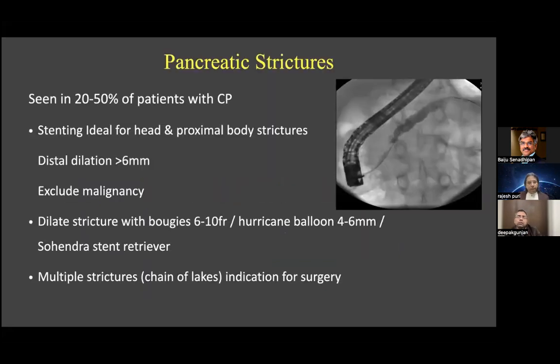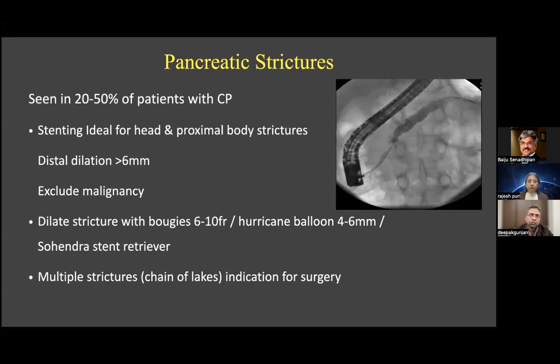Pancreatic duct stricture is seen in around 20 to 50% of patients with chronic pancreatitis. Who is the ideal candidate for endoscopy and who is the ideal candidate for surgery? What I do in my practice, and what I understood from the literature: if a patient has a stricture in the head of the pancreas or the proximal body, and the distal duct is dilated as shown in this, and you exclude malignancy, it is better to do an endoscopic treatment. But if the patient has multiple strictures, or the complete pancreatic duct is studded with stones, it is better to subject that patient to surgical intervention.